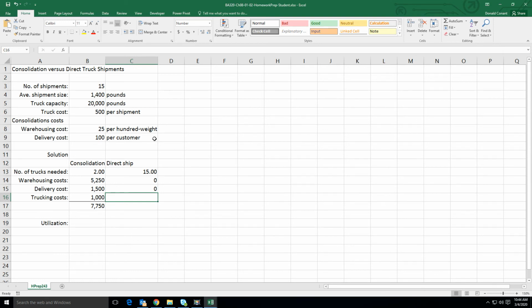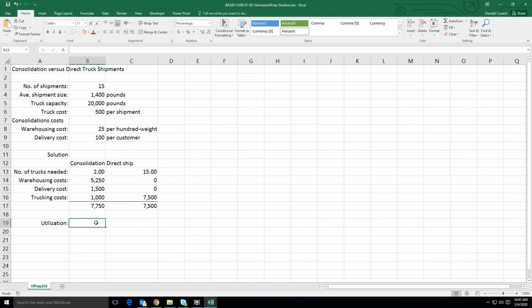And to calculate that, I'm going to take the number of trucks that I need, 15, times the cost per truck. It's $500 per truck. So I have $7,500. So I'll go ahead and calculate my total cost for direct shipping. Careful not to include the number of trucks in that sum. And I have $7,500.